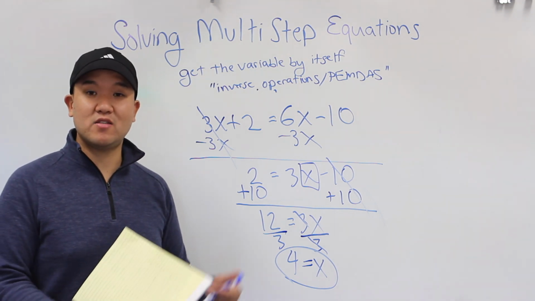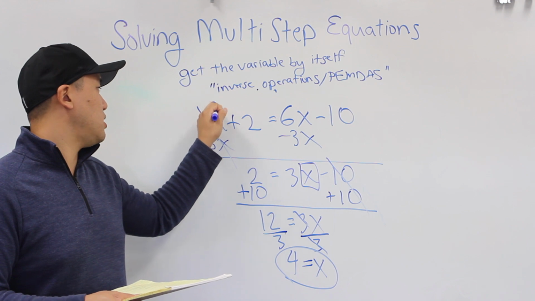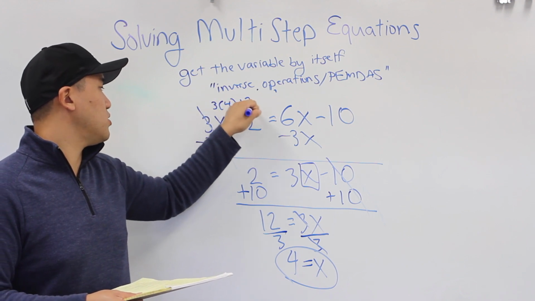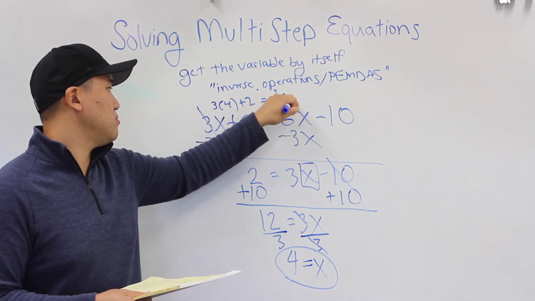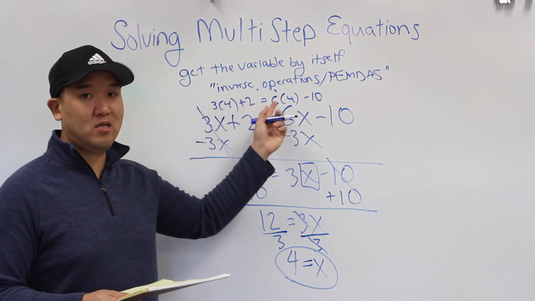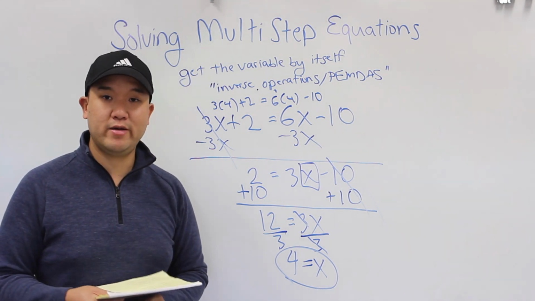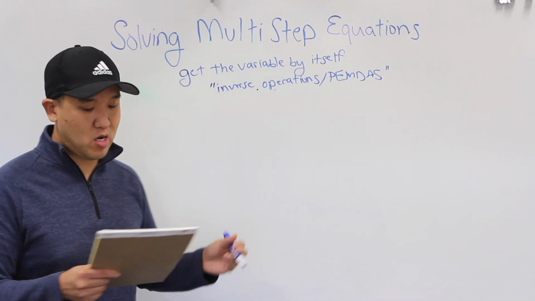So how do you test this if there are 2 variables? You just plug in 4 for both. So you'll do 3 times 4 plus 2. Is that equal to 6 times 4 minus 10? So you get 14 here, and you get 24 minus 10 there, which is 14 as well. So 14 equals 14. Right? Good job.